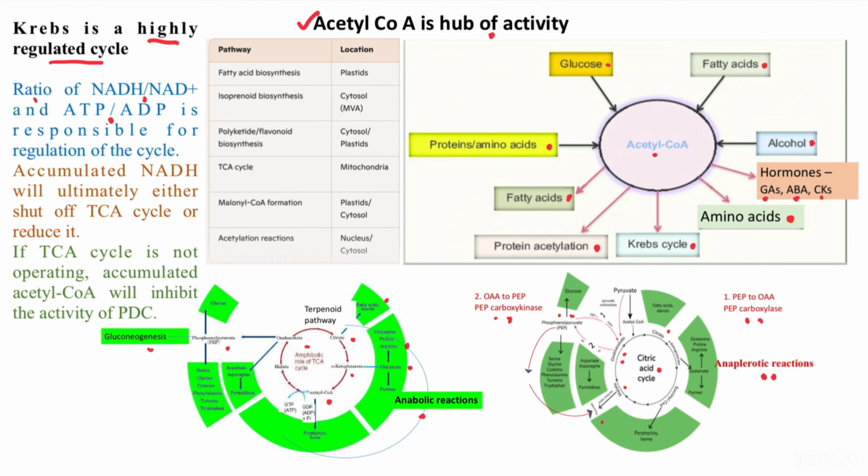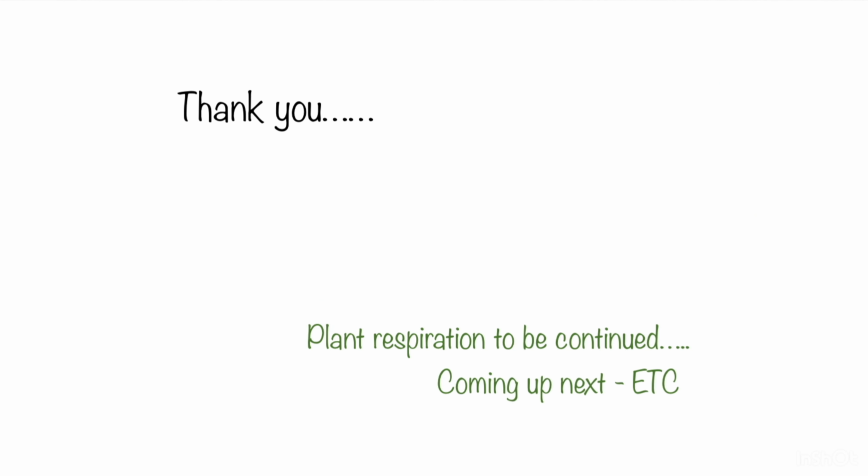Therefore, we can summarize by saying Krebs cycle sits at the intersection of converging and diverging pathways and is very unique in plant metabolism. Next, we will be talking about electron transport chain.